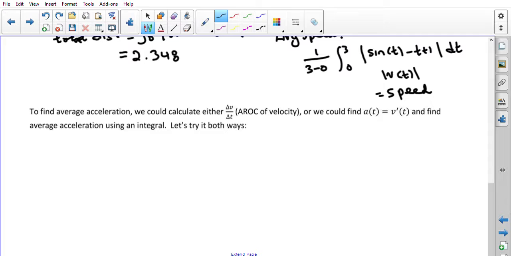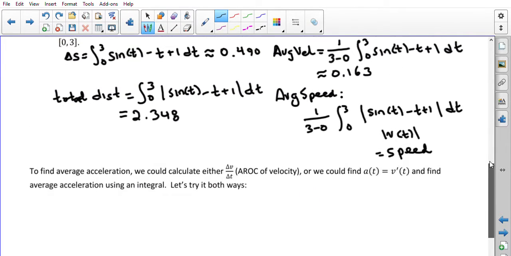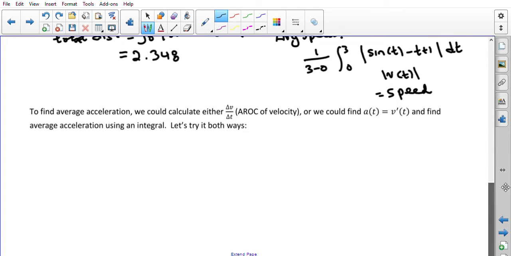And then another way that we can find average acceleration is the same way that I mentioned before, where we're going to either use the integral, which is what we did on the previous page, or we can use the delta v over delta t. Either way. Notice that we do have the velocity function, so we can find the derivative. But let's go ahead and start with delta v over delta t. This is going to be our average acceleration. So this is our formula, delta v over delta t.